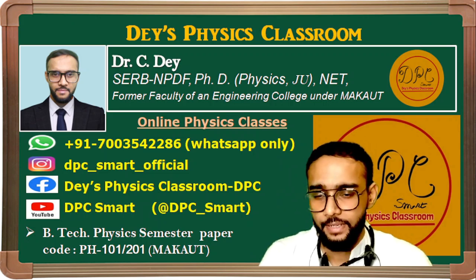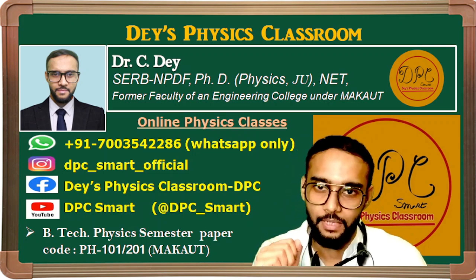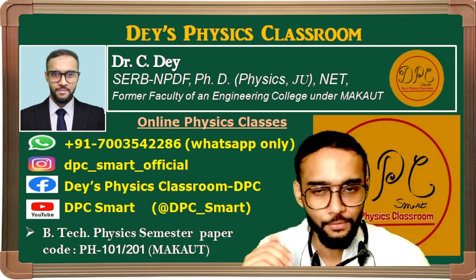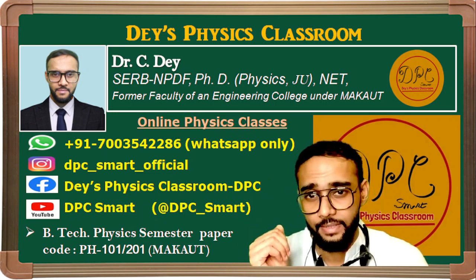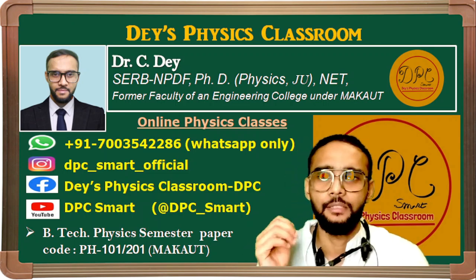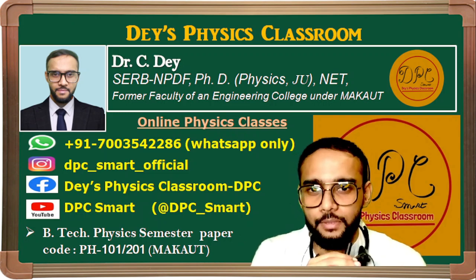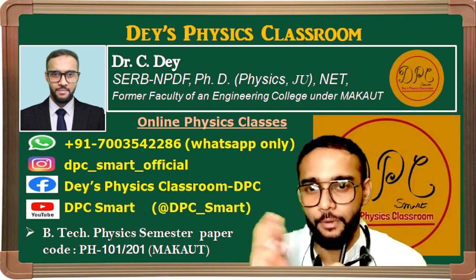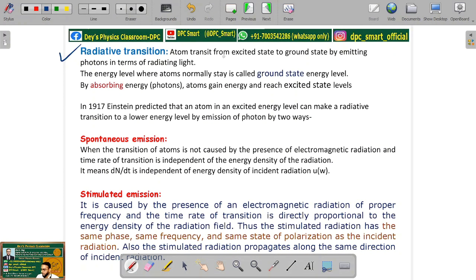Next we will discuss what radiative transitions are. The energy level where atoms normally stay under ordinary circumstances is called the ground level. When an external radiation is incident on those atoms, the atoms gain energy in terms of photons and are excited to the upper energy levels, called excited states. After that, atoms transit from the excited states to the ground state by emitting photons. This process, in which photons are involved during the de-excitation of atoms or molecules from the upper excited level to the ground level, is called radiative transition. So radiative transition means atoms transit from excited to ground level by emitting photons, in terms of radiation of light.